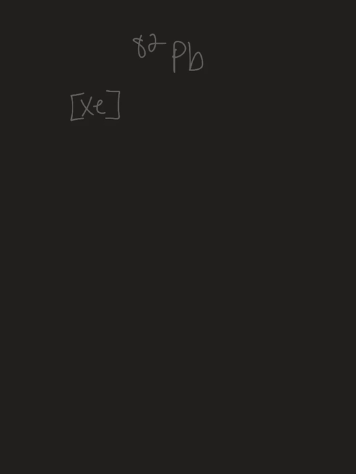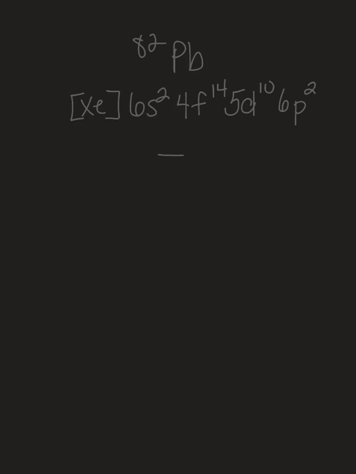And then the next row, again, the 6s is going to be filled. And then again, before you do the 5d, you have to fill the 4f. So 4f is going to have 14. And then you come back up and you fill the 5d orbital with 10. Now you're at the green section of your periodic table and you're 2 over to lead. So that would be 6p2.